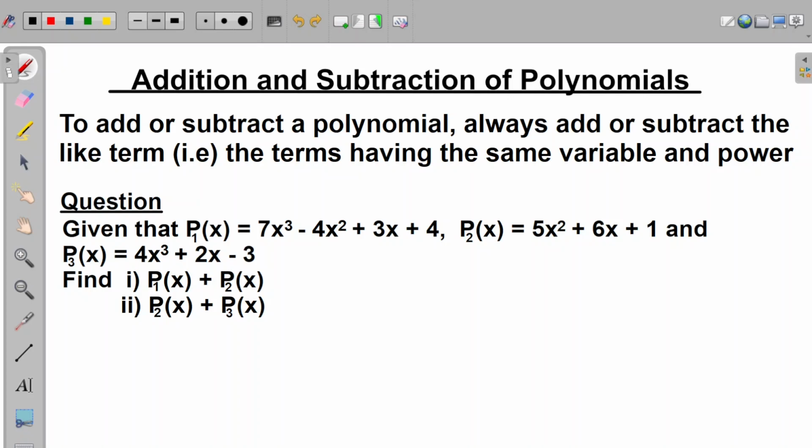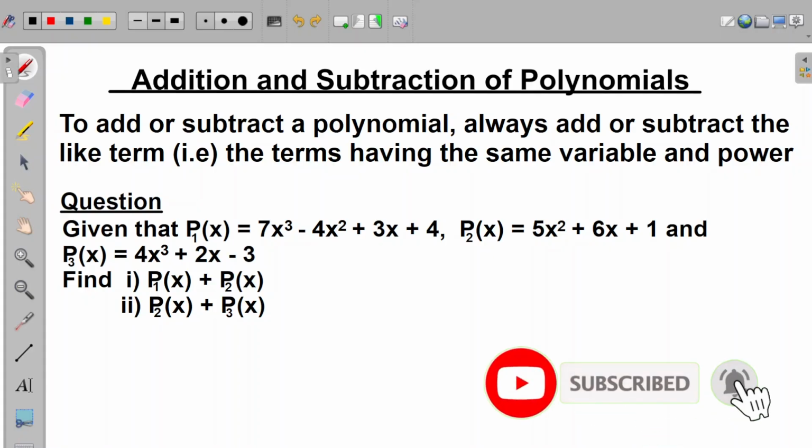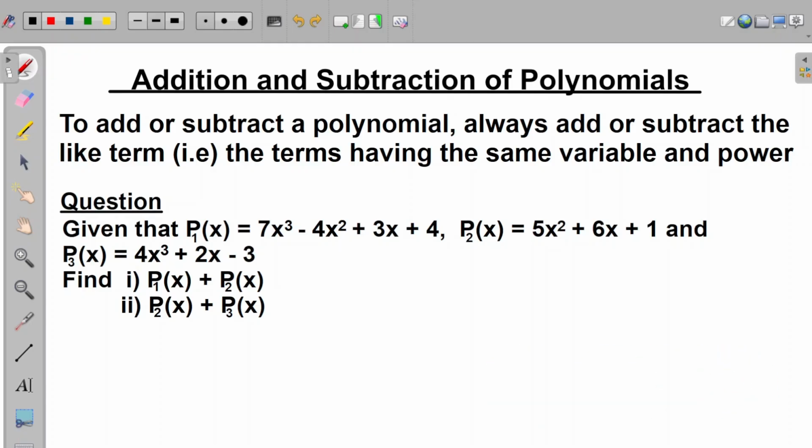So now, let us start with the addition and subtraction of polynomials. We say that to add or subtract a polynomial, always add or subtract the like terms, that is, the terms having the same variable and power.